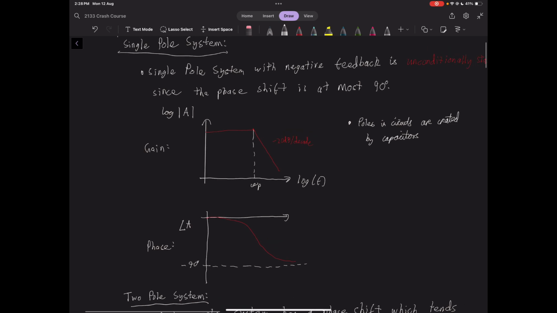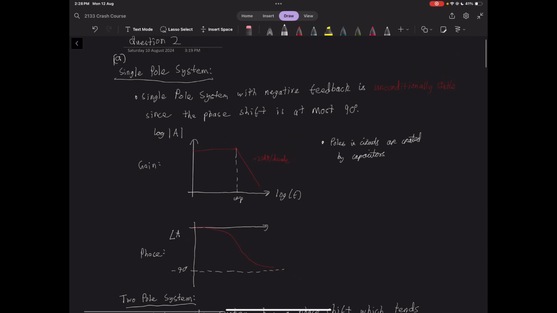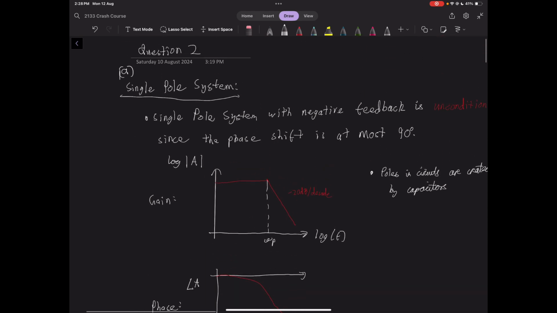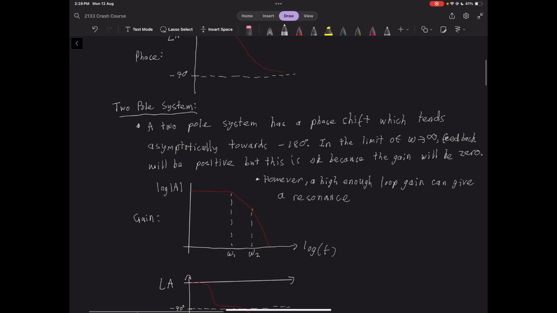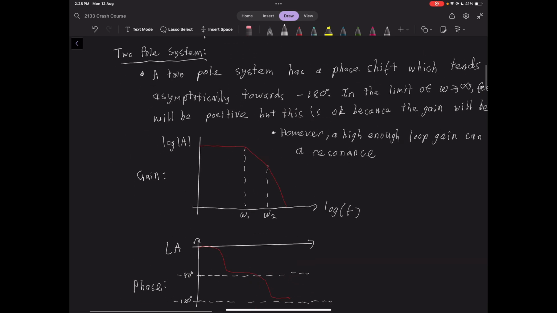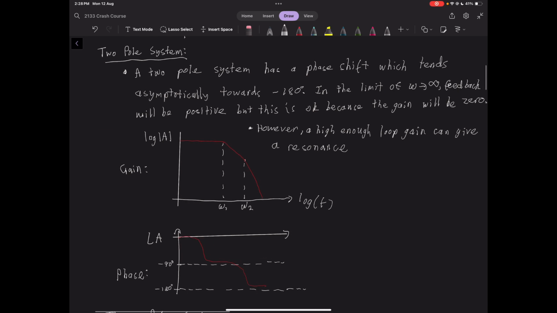So this is how you would draw your Bode plot. The pole causes the gain to decrease. Poles are created by capacitors. The most phase shift we can get is negative 90 degrees. For a two-pole system, we can have two capacitors, and our phase shift graph will look like that down the bottom. And what that means is we have a phase shift that tends asymptotically towards negative 180 degrees.